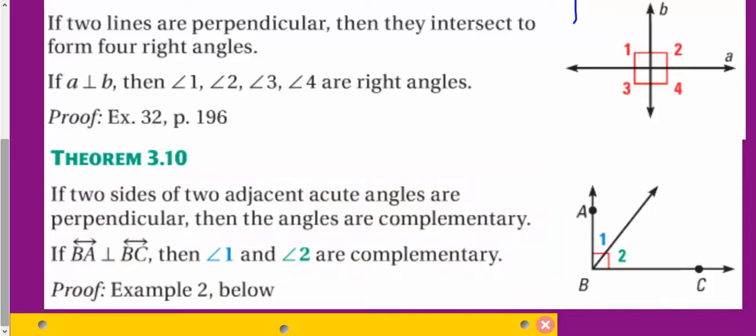And if two sides of two adjacent acute angles are perpendicular, then the angles are complementary. Again, really trivial. Here are our two angles, and they're adjacent, and they are perpendicular, so these two lines are perpendicular right here, and then you have your two adjacent angles. Then angles 1 and 2 have to be complementary because they have to add up to 90. So again, all these are really trivial stuff here.